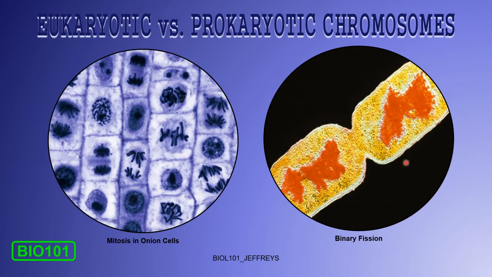Versus prokaryotic chromosomes, this is a single circular chromosome, okay? And this is a bacterium undergoing binary fission, which is cell division for unicellular organisms. We call it the nucleoid region, but it's a single circular chromosome. All right.